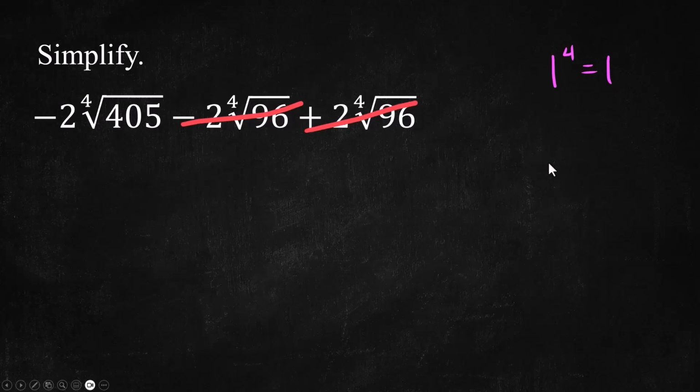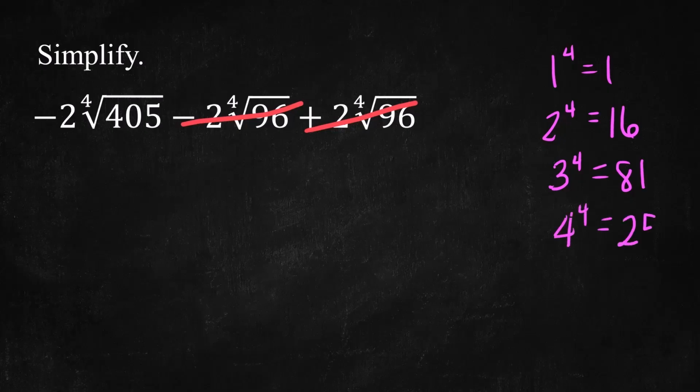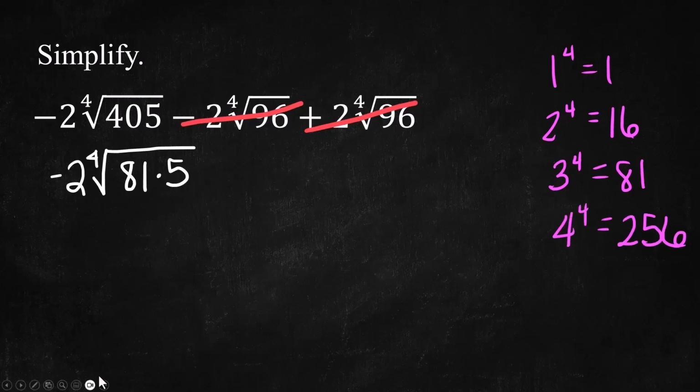1 to the 4th power is 1. 2 to the 4th power is 16. 3 to the 4th power is 81. And 4 to the 4th power is 256. 81 times 5 is 405.